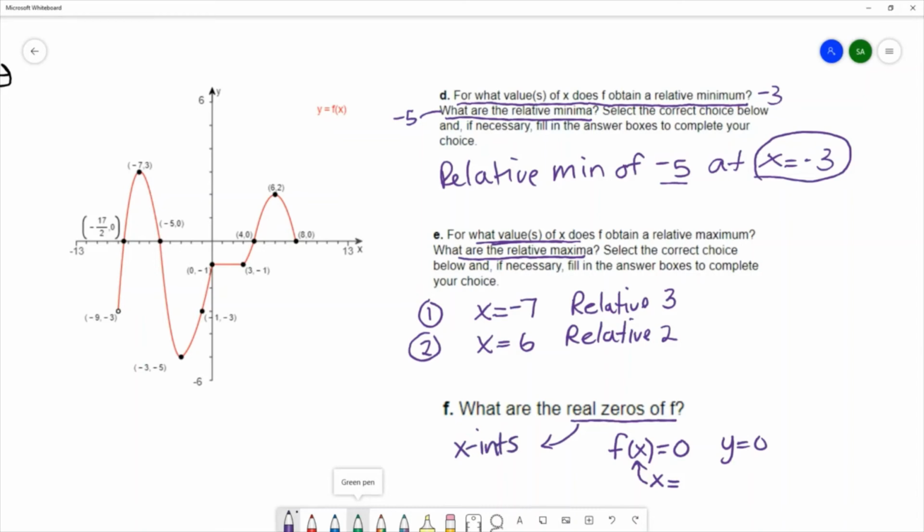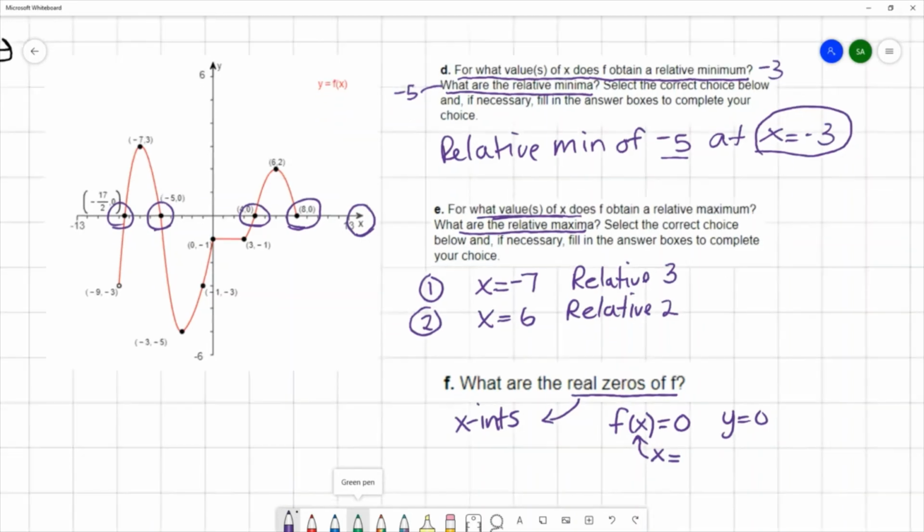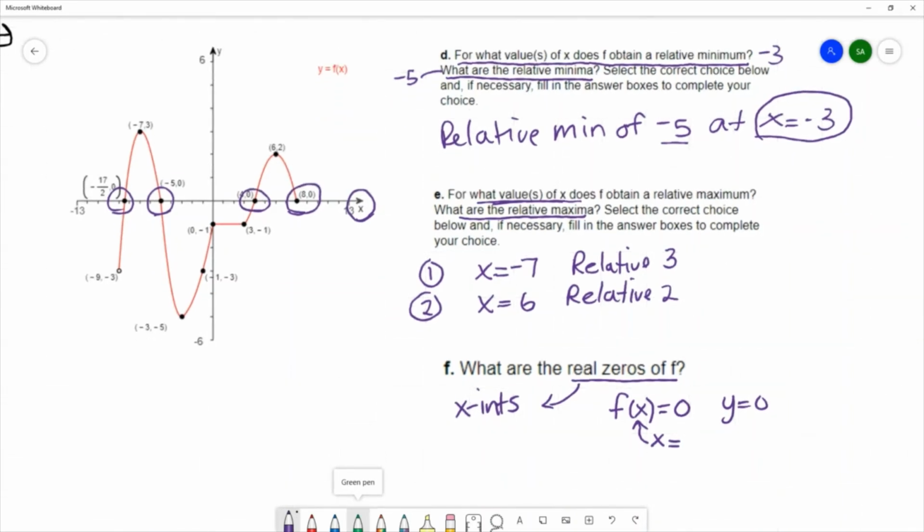So I'm looking at my graph, and x-intercept is where the graph crosses or touches the x-axis. So we have x-intercepts at all of these locations here. And depending on how your question is worded, you want to pay attention to whether they're asking for it to be written as ordered pairs or to just separate them by commas. Most likely separate by commas. So you would write -17/2, -5, 4, 8 for your real zeros of the function.